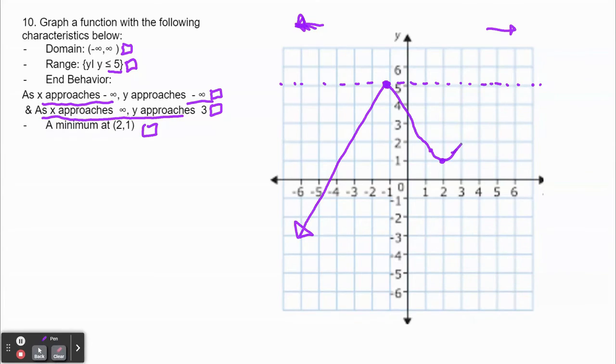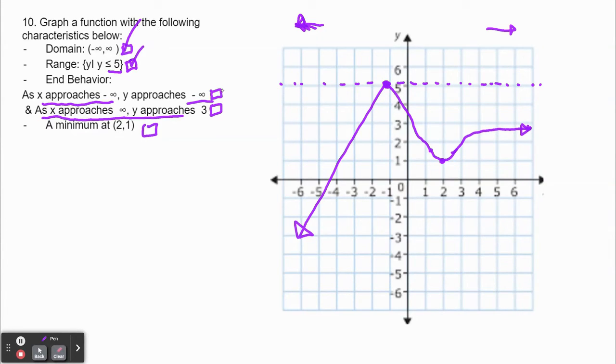So as it approaches here, it's going closer and closer and closer to 3. So let's just double check all 5 of our things. It looks like the x values are going all the way to the left and all the way to the right, so to negative infinity and positive infinity. Check. The y value goes down to negative infinity and stops at the highest possible point, which is 5.